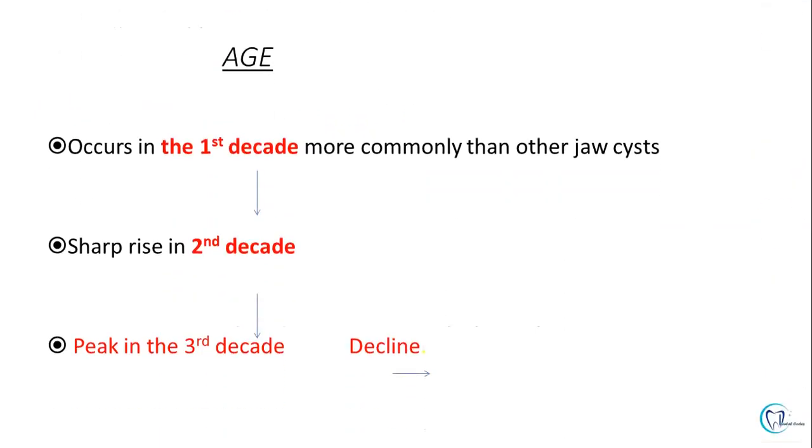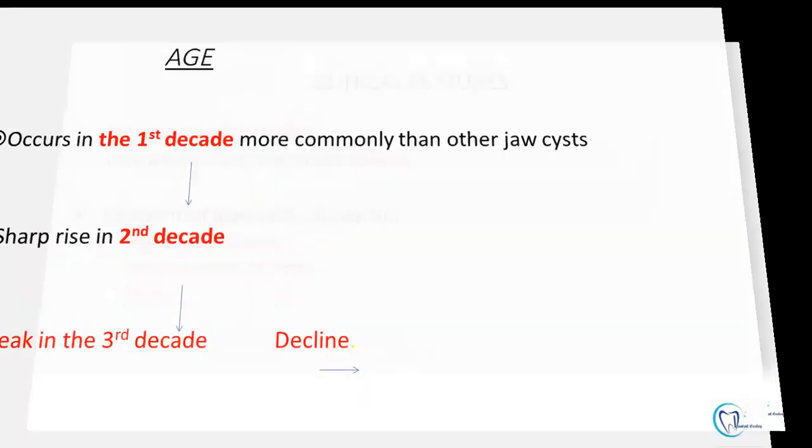When we talk about the age predilection for dentigerous cyst, they are more commonly seen in the first decade, and there is a sharp rise in the second decade. The peak is reached in the third decade. After that, there is a decline in the number of cases.